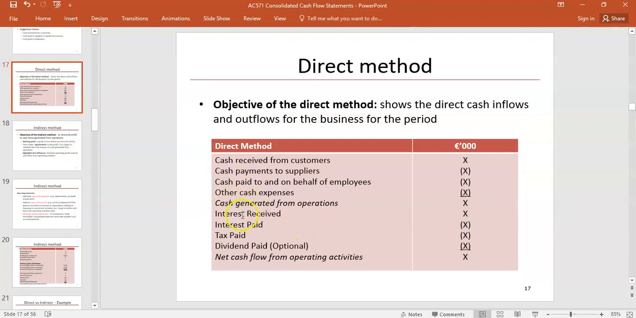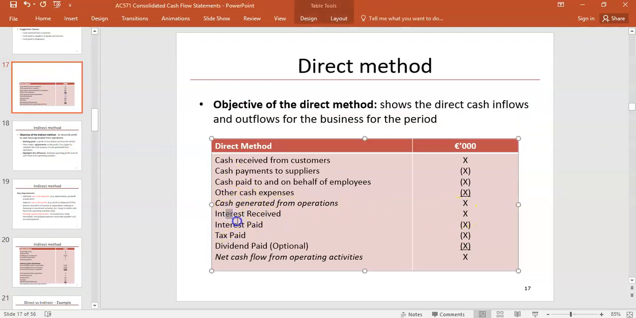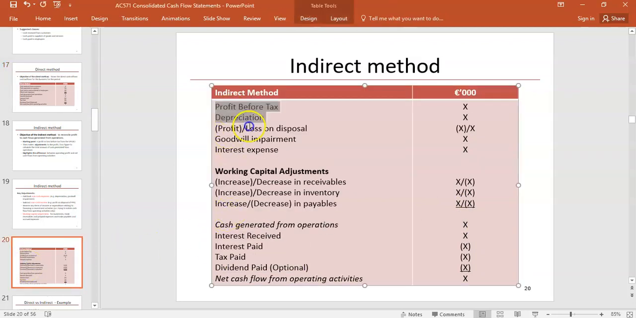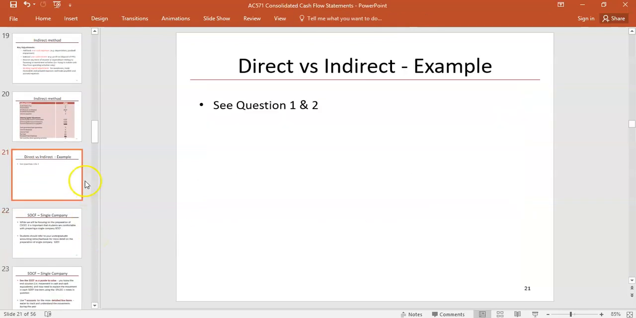Because after you get cash generated from operating activities, all these are the same. It doesn't matter whether you're doing direct or indirect, they're the same line items. So this is the only adjustment depending on how you approach it. Most students will go like this. They'll do the indirect method because it's the most straightforward and the most intuitive as well.